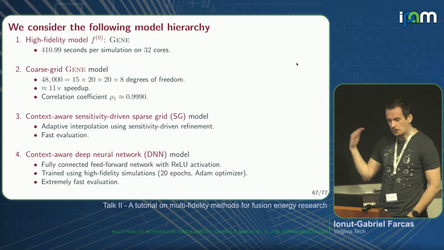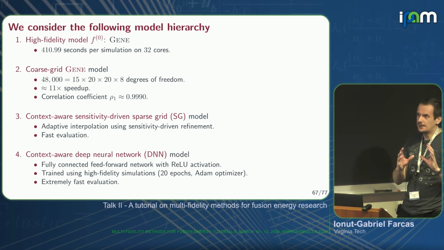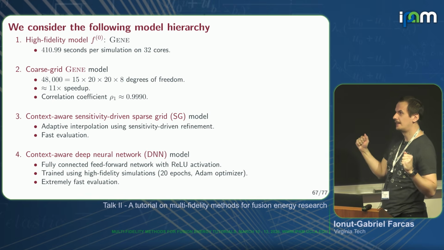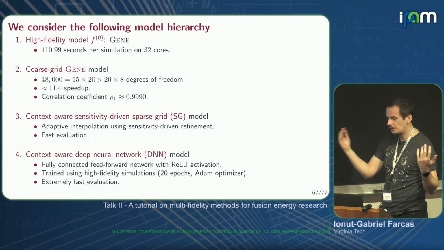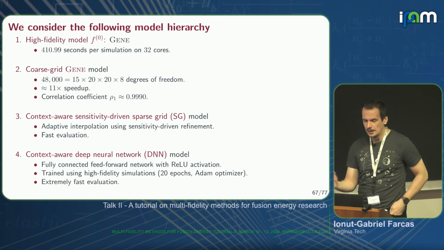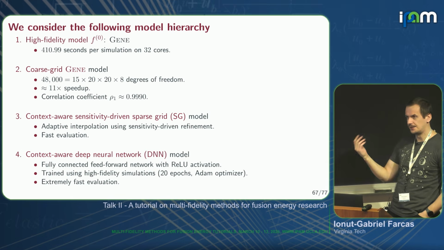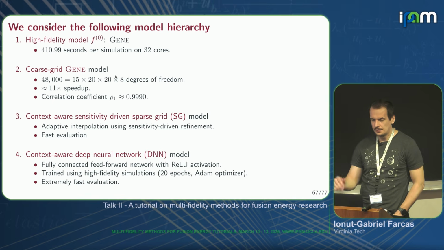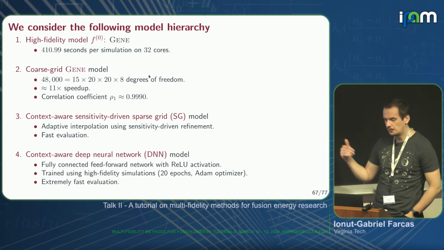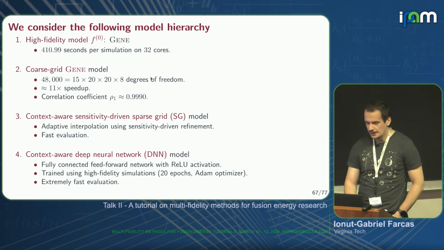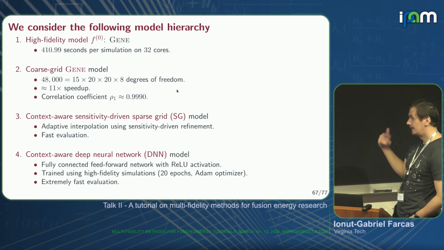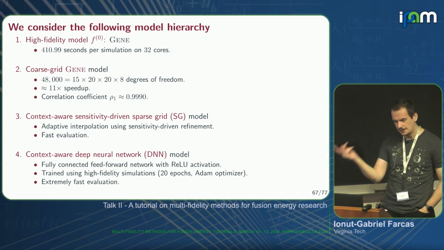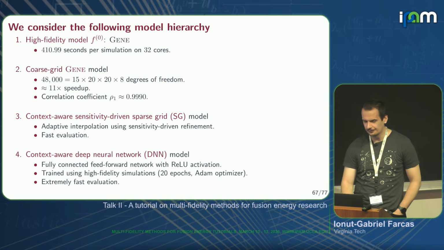We had also considered a coarse grid model because we wanted to show that even though the algorithm is designed for models that can be constructed from data dynamically, we can also incorporate static models, so there's nothing that stops us from doing that. So the second model in the hierarchy is a coarse grid GENE model, where we coarsen the grid in certain directions. The third model, the second low-fidelity model, is a sparse grid model, similar to what I showed you in the JET case.